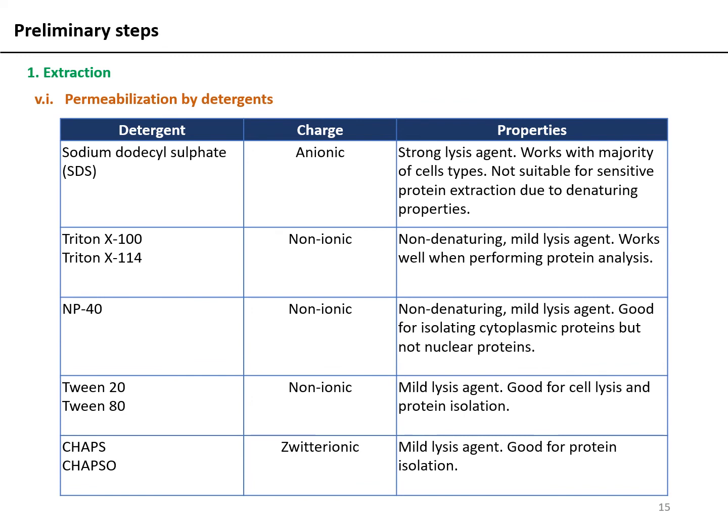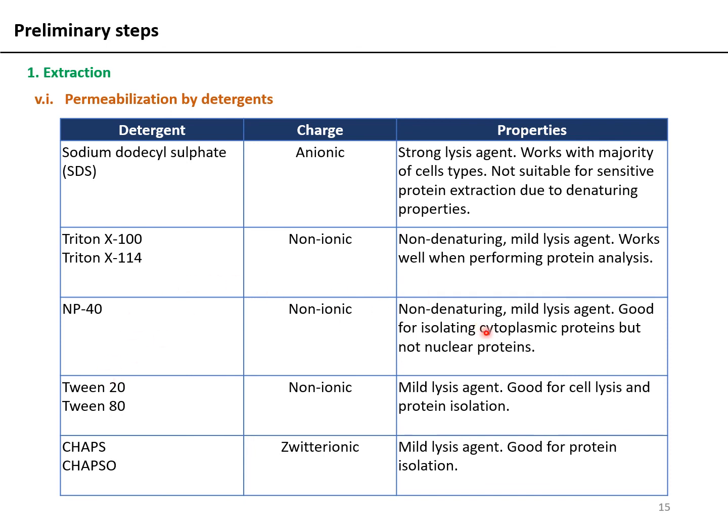So these are some of the detergents that are commonly used for protein purification. You have SDS, or sodium dodecyl sulfate, which is an anionic detergent. It is a very strong lysis agent. It works with the majority of cell types. However, it is not suitable for sensitive protein extraction because of its denaturing properties. Then you have the Triton X's, Triton X-100 and 114, which are non-ionic detergents, and because they are non-ionic, like I previously mentioned, they are non-denaturing and they are mild lysis reagents, and they work well when performing protein analysis.